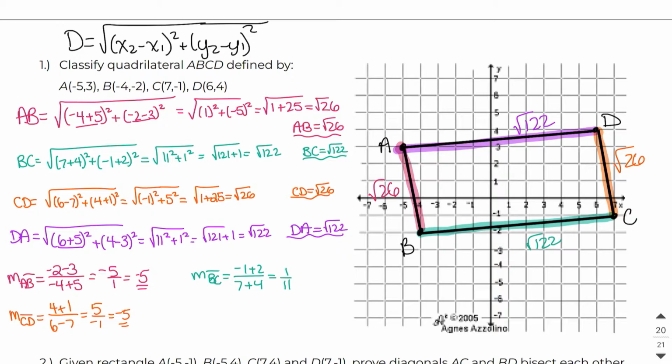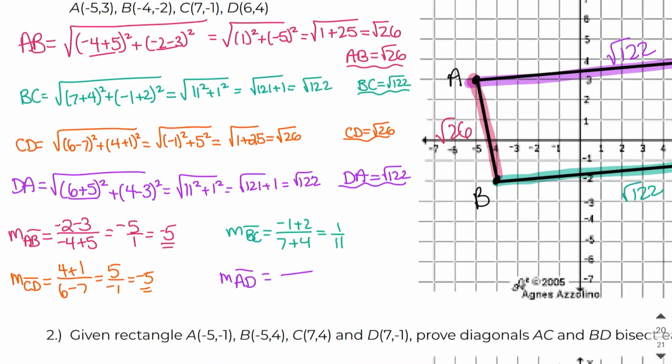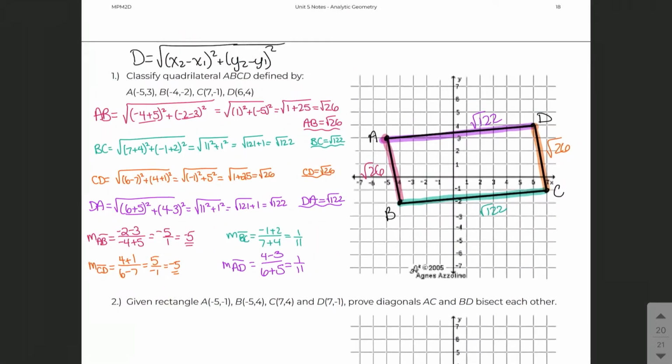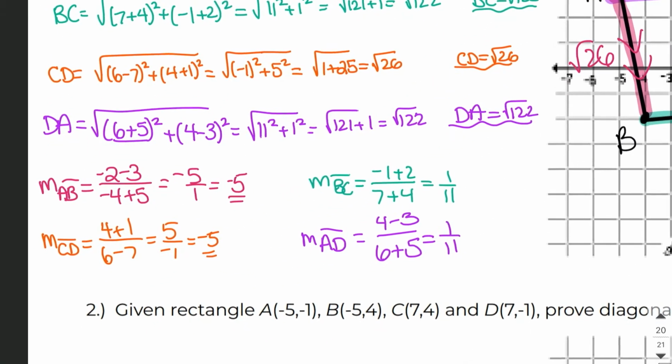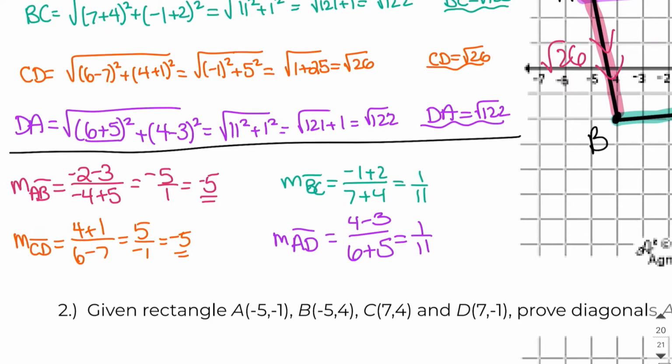Let's see about the slope of AD. So to do the slope of AD, I'm going to use 4 minus 3 over 6 minus negative 5, which is 6 plus 5, and I get 1 over 11. So these two also have the same slopes, which means we can say here that since AB and CD both have the same slopes, they are parallel to each other. And that symbol that I just drew on here means parallel. We can also say that AD is parallel to BC because they have the same slopes. So we know for a fact that this is going to be a parallelogram.